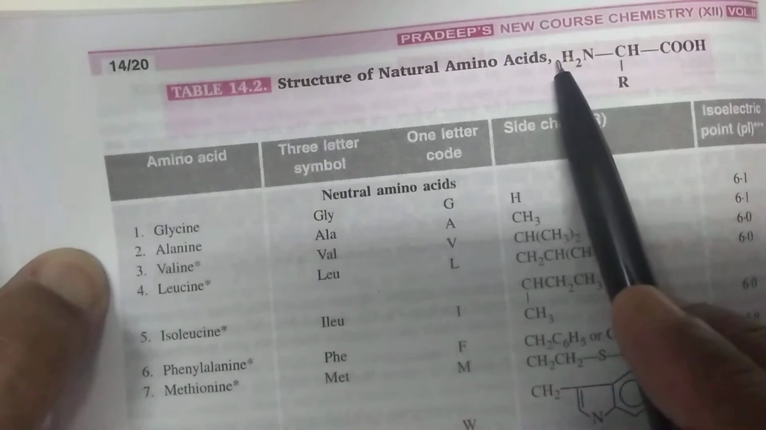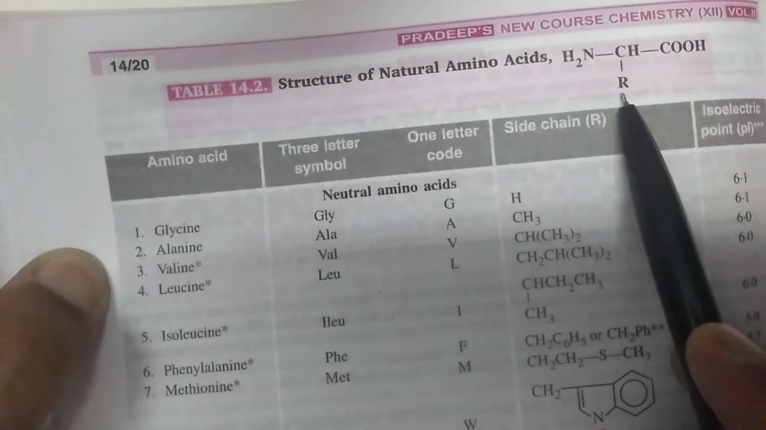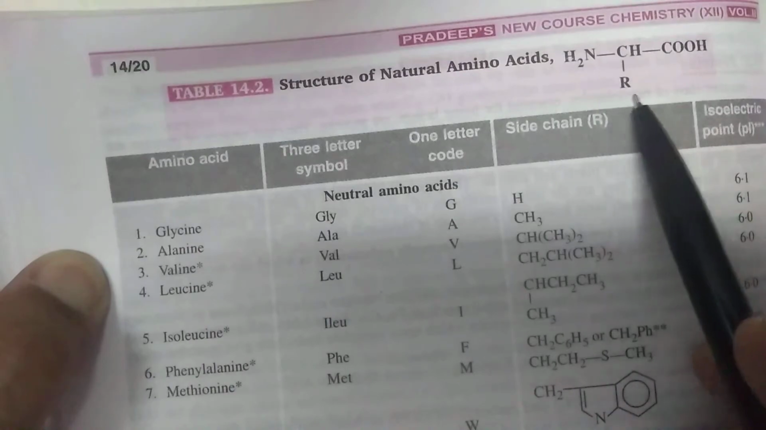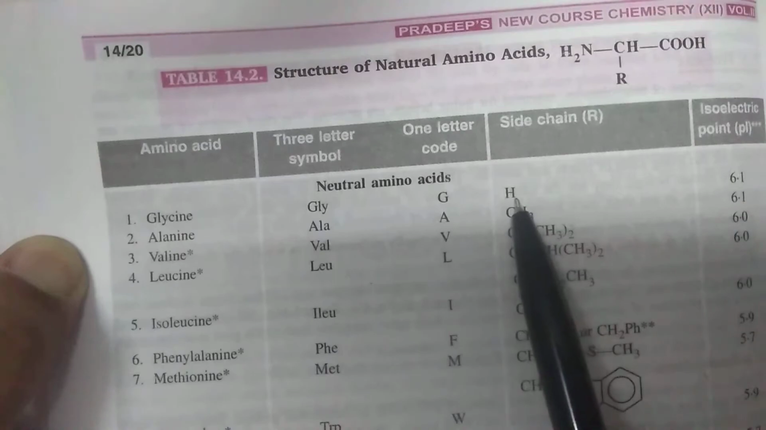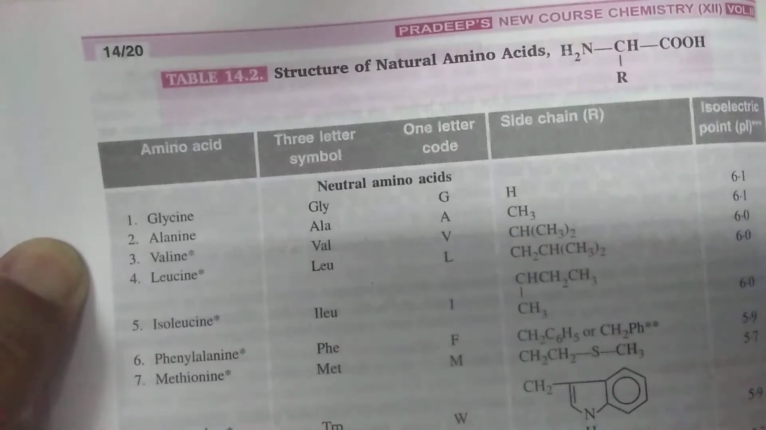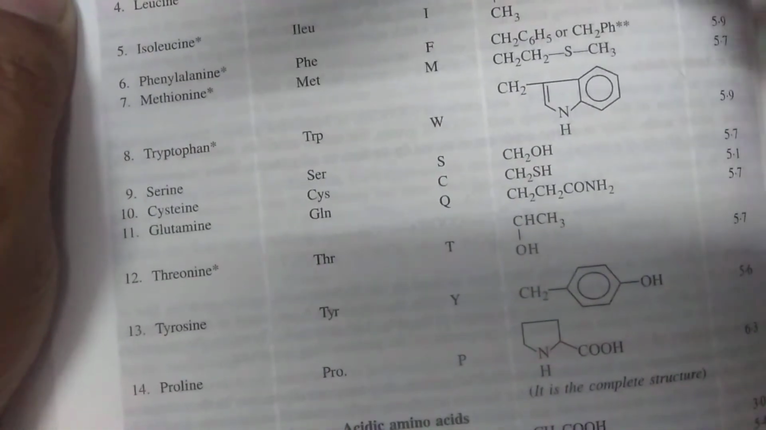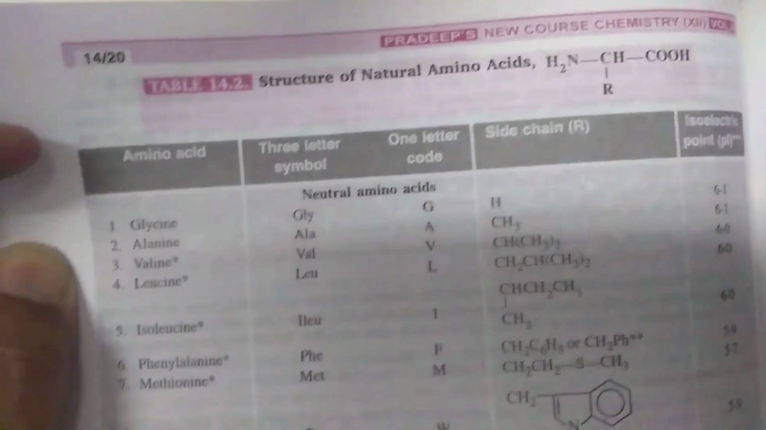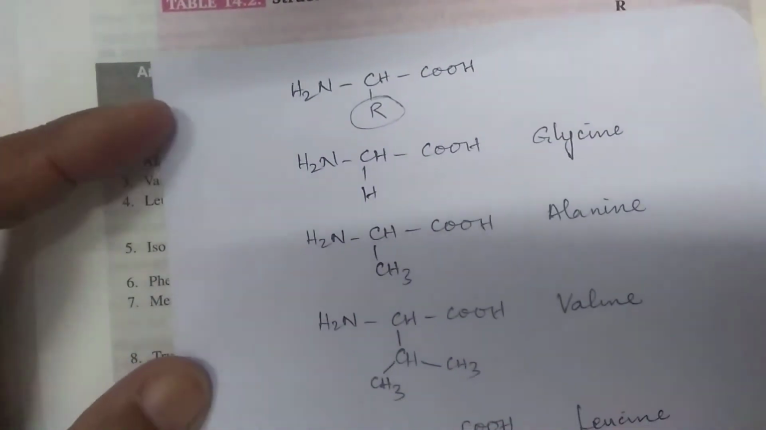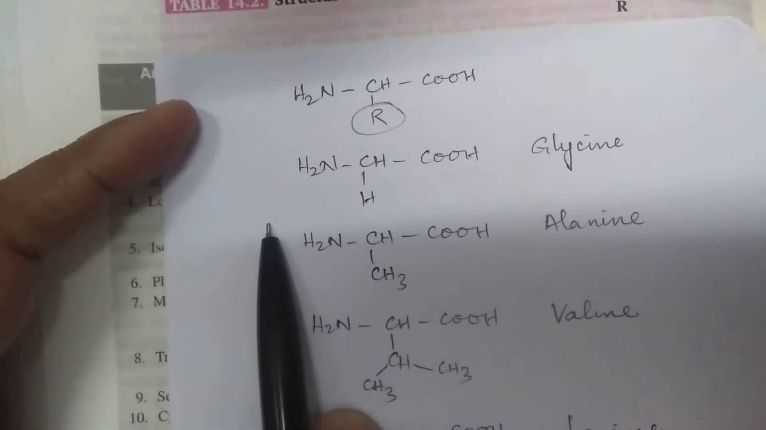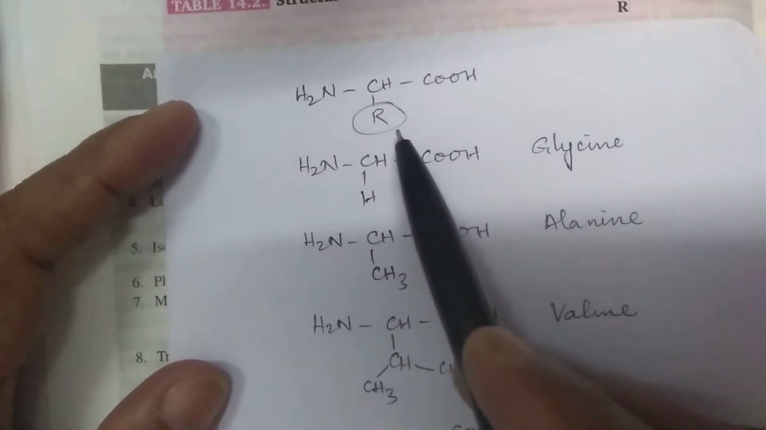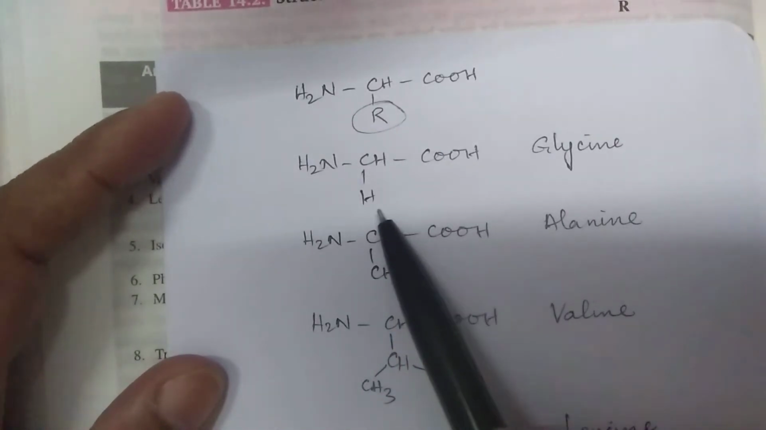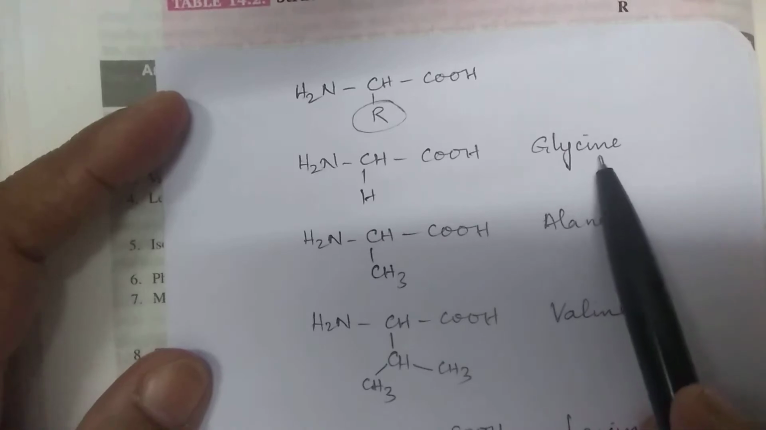You know it, is it not? NH2, CH, R is attached, COOH. Now if this R is hydrogen, then you call it glycine. Okay, if this R group is hydrogen, then it is called glycine. So here all the amino acids are given. I'll just explain a few. See, this is the general way of expressing any amino acid. Now in this, the R is going to be replaced. If it is replaced by hydrogen, it is called glycine.